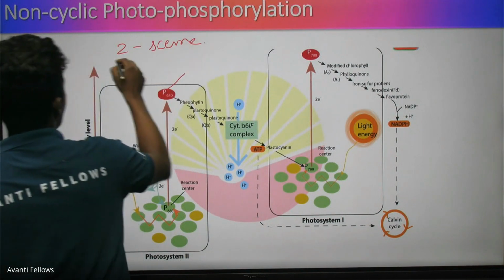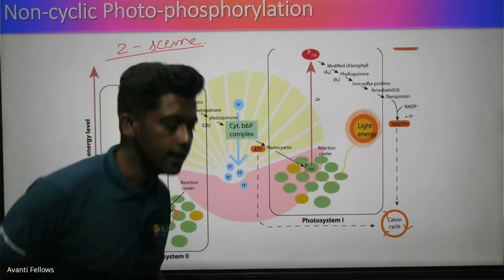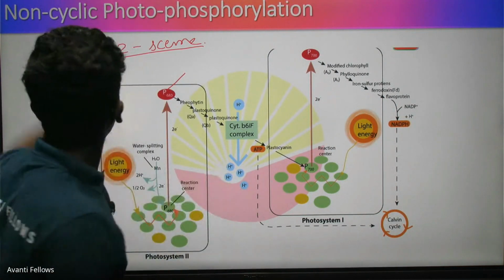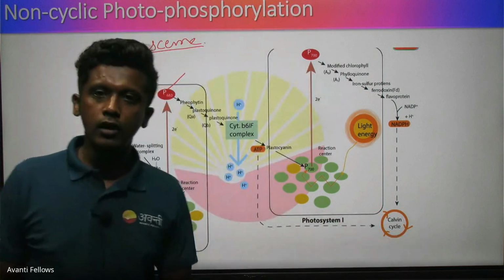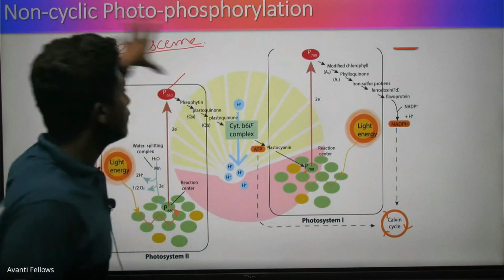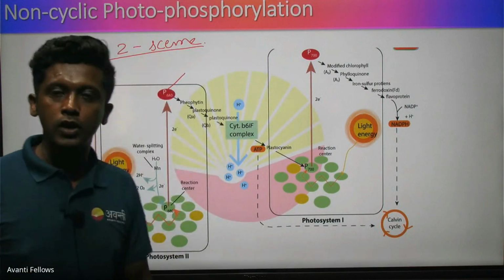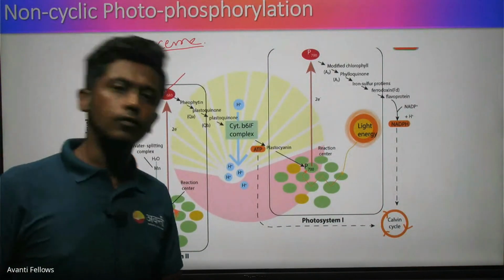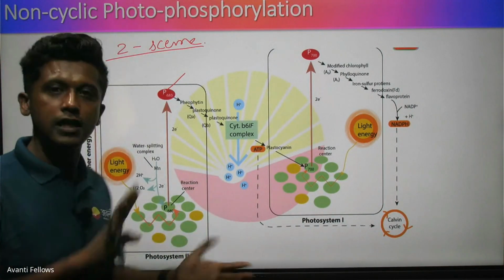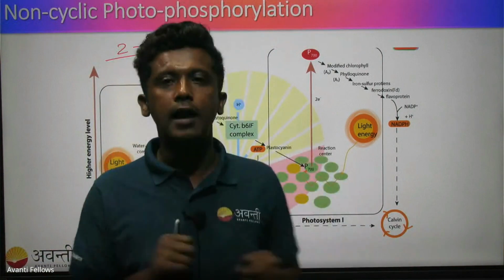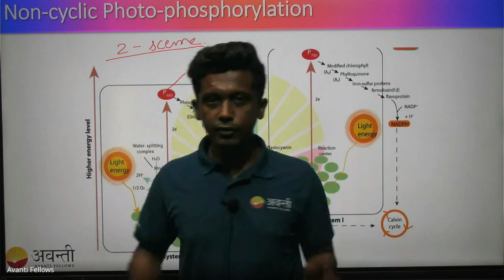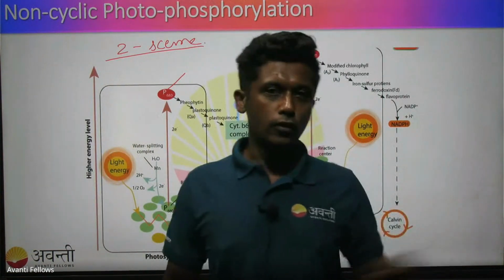We can split this Z scheme. We have two types of light reactions happening. One is non-cyclic photophosphorylation, and the other is cyclic photophosphorylation. Non-cyclic photophosphorylation is called the Z scheme, and we will talk about cyclic photophosphorylation later. Nothing to worry. In light reactions, there are two different types of phosphorylation happening: one is cyclic photophosphorylation, the other is non-cyclic photophosphorylation.